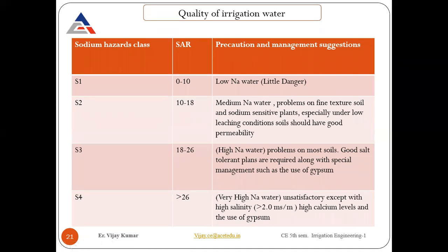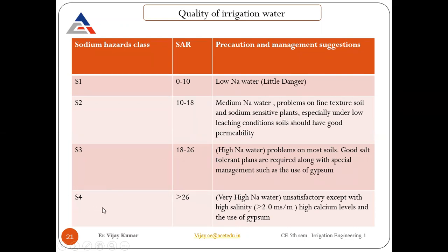Good salt tolerant plants are required along with special management such as use of gypsum. To reduce that kind of problem, you can add gypsum, so that some chemical exchange will happen, and due to that, the sodium effect over the plant will be reduced. Some plants may tolerate it to some extent, but many plants may not stand this particular range of S3. Here we are getting a SAR number of 18 to 26.